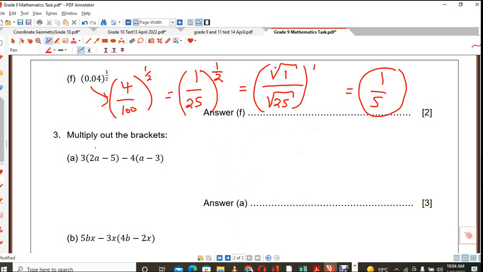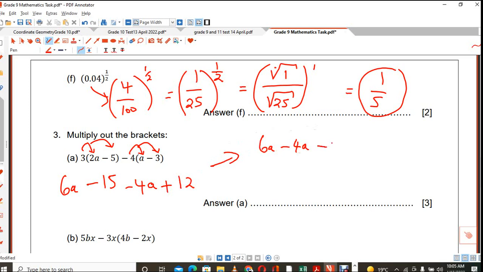Yes, you will see. Multiply out the brackets. That is 6a minus 15. That's minus 4a. Here you must be very careful. Plus 12. So this gives you 6a minus 4a minus 15 plus 12. So that's 2a minus 3.